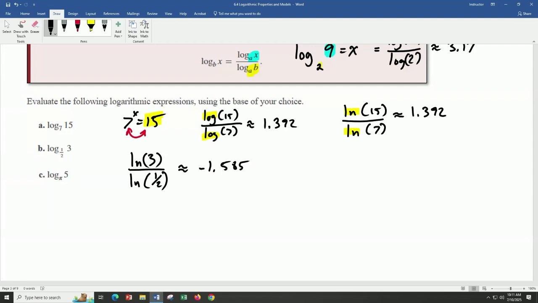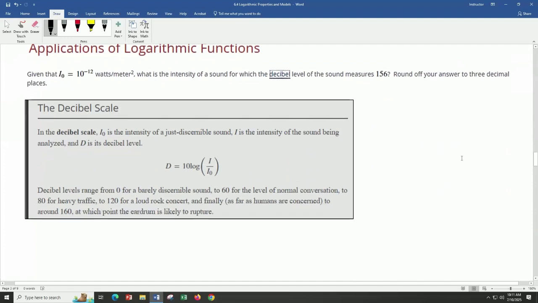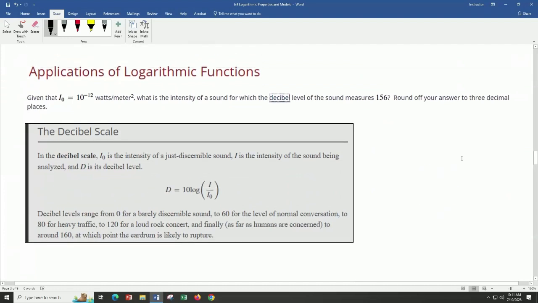Let's do a couple of word problems and then we'll be done. Notice this one right here. It says, this is an application problem. We are given that the initial I, or I sub 0, is equal to 10 to the power of negative 12 watts per meter squared. What is the intensity of a sound for which the decibel level of the sound measures 156? Round off your answer to 3 decimal places.